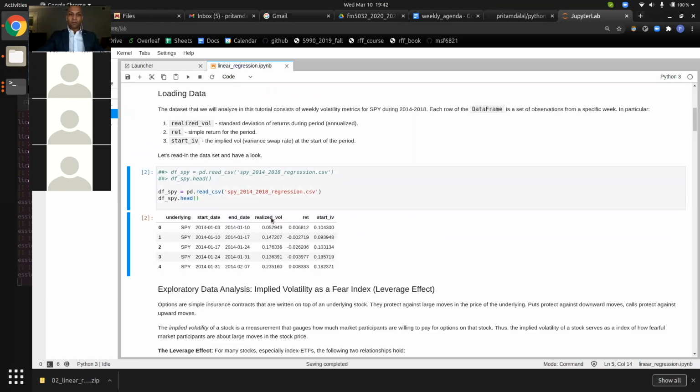Okay, so we have realized volatility, which is the realized volatility during this week. We have the return, which is the weekly return during this week. And we have the starting implied volatility, which is technically the variance swap rate. Don't worry about what that is. Just think about it as at the money vol or some kind of aggregate volatility measure.